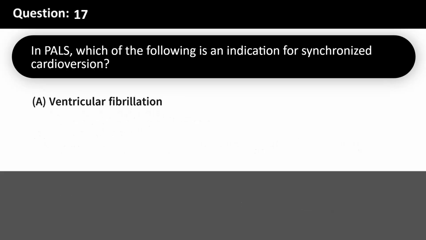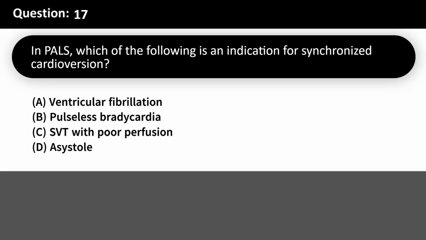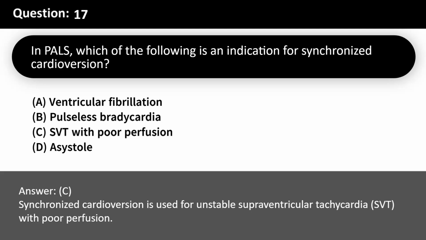In PALS, which of the following is an indication for synchronized cardioversion? A. Ventricular fibrillation. B. Pulseless bradycardia. C. SVT with poor perfusion. D. Asystole. Answer: C. Synchronized cardioversion is used for unstable supraventricular tachycardia, SVT, with poor perfusion.